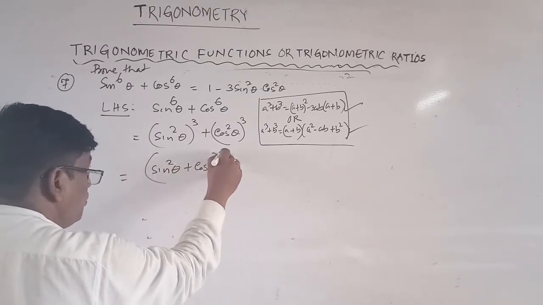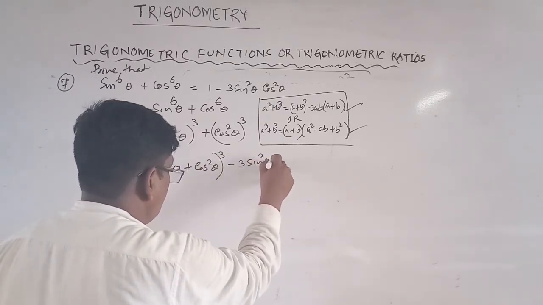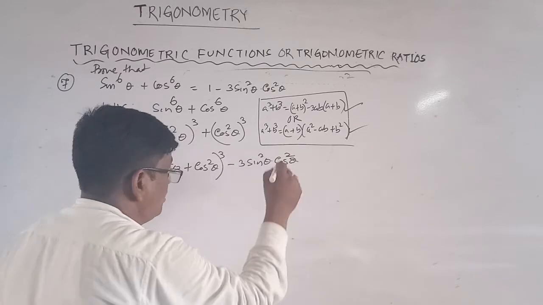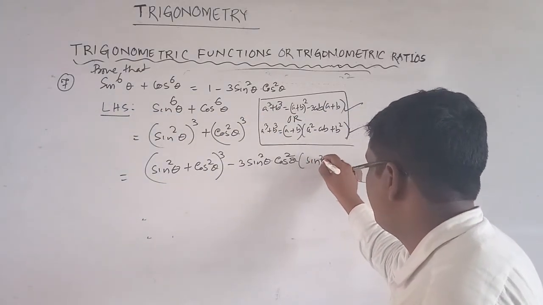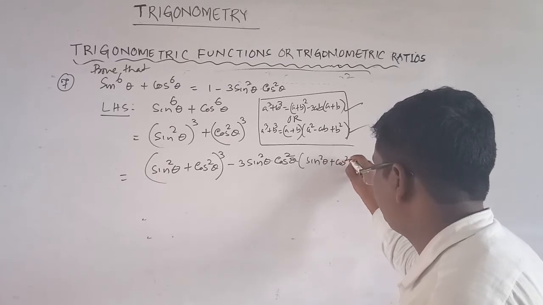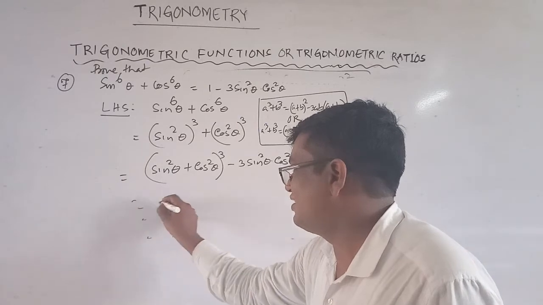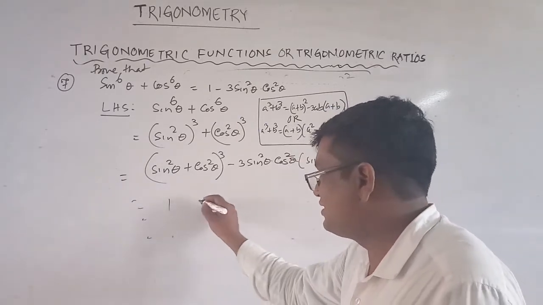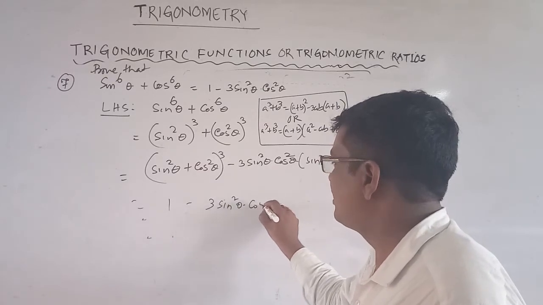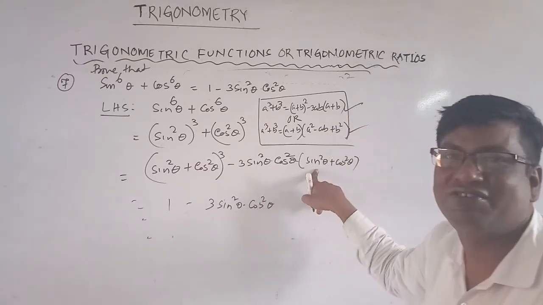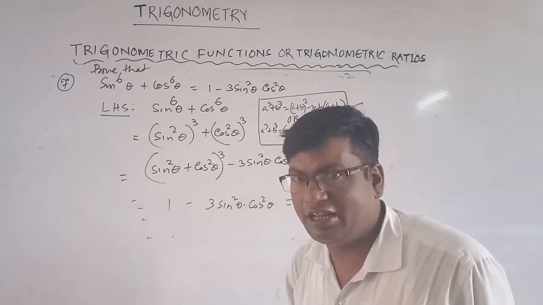A plus b whole cube minus 3 into ab, sin square theta into cos square theta, into a plus b, so sin square theta plus cos square theta. Now sin square theta plus cos square theta is 1. So this is equal to 1, and this is minus 3 sin square theta into cos square theta, again sin square theta plus cos square theta is equal to 1. So this is the right hand side. Okay, now another question.